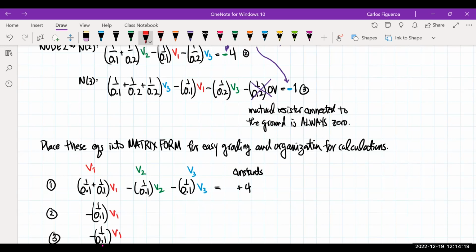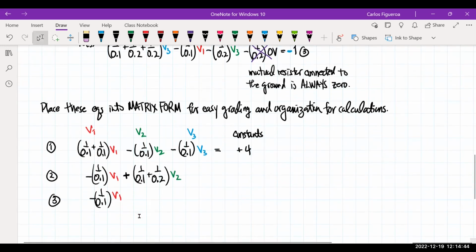Now let's look at V2. Look at V2 for equation 2. I'm going to get 0.2, and note that that's a plus sign right there. And then this gives me V2. Now look at the third equation. The third equation gives me a value of minus 0.2. And there's my V2s right there.